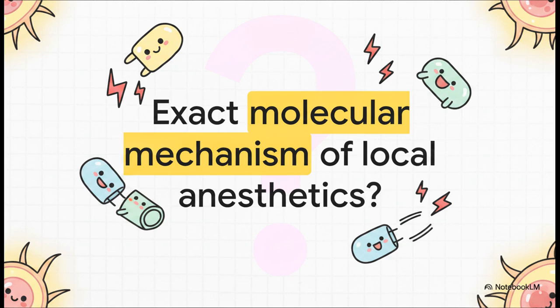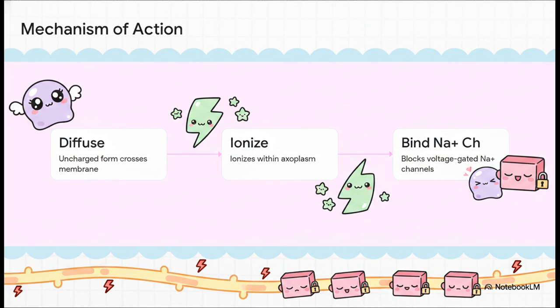Let's zoom in on a fundamental concept for a second. How do these drugs actually stop pain signals right at the cellular level? I mean, obviously we know they cause numbness, but what is their exact molecular target? Okay, so the absolute crucial point here is this idea of state-dependent blockade. These anesthetics actually cross the neuronal lipid membrane in an uncharged state. Then they ionize once they're inside the axoplasm. And finally, they bind to voltage-gated sodium channels directly from the inside, essentially locking them closed. This specifically targets and completely shuts down those rapidly firing acute pain fibers.